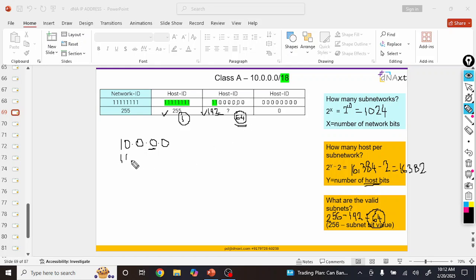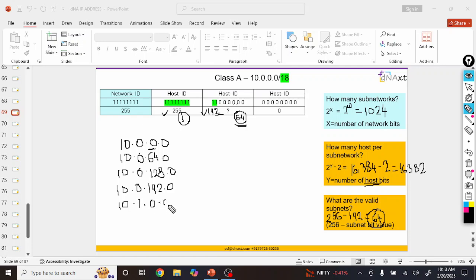Let's write it down. 10.0.64.0, 10.0.64 plus 64, 128.0, and 128 plus 64, that is 10.0.192.0. Okay, now if you add 64 over here, it will become 256. So 256 is not a valid number. So in that case, now we will do an increment of 1 over here.